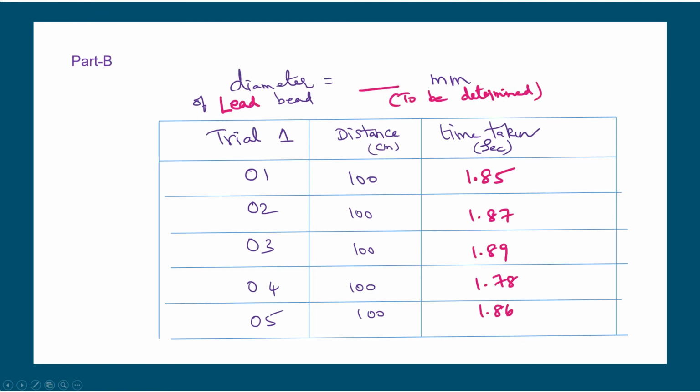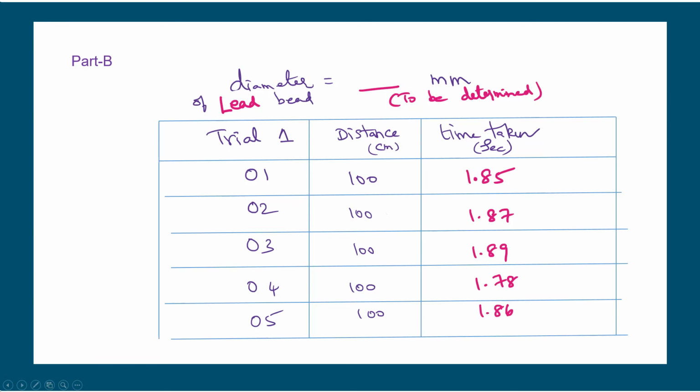Here the diameter of the lead ball is unknown, because we want to determine it using the part A result and the terminal settling velocity data. So here 5 lead beads of uniform size are taken, whose diameter is not known. The distance traveled is going to be 100 centimeters. Remember, when we put glass beads, it took some 8 seconds to 10 seconds depending upon the diameter variation.